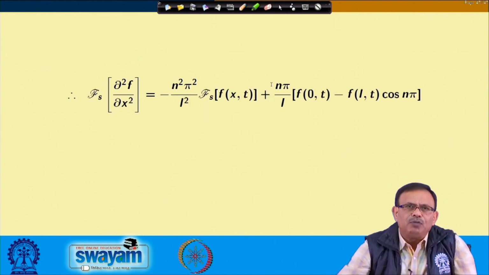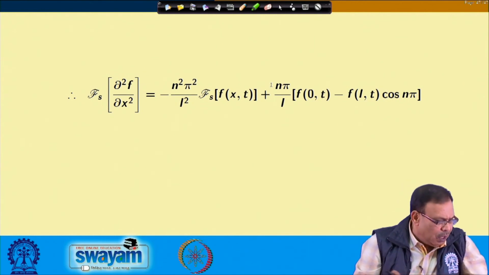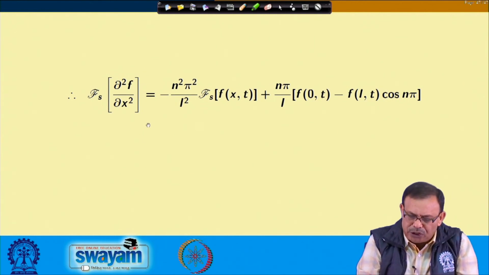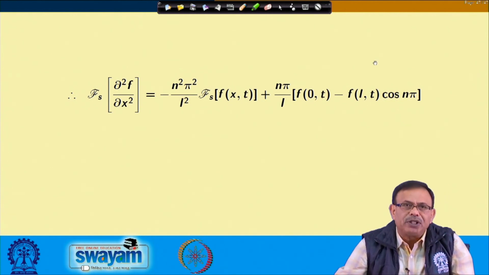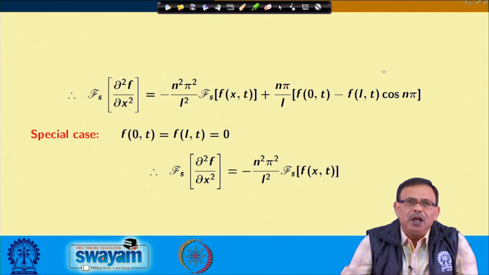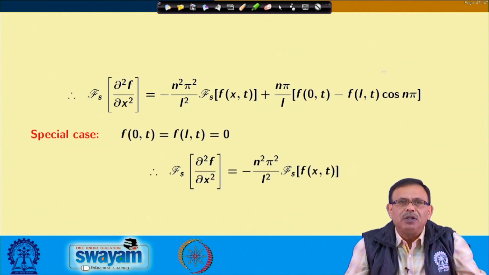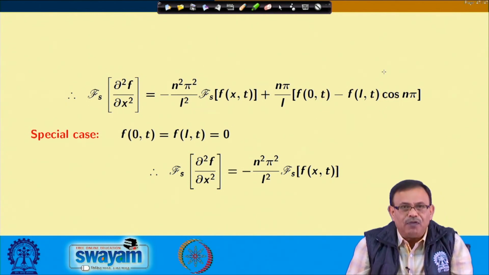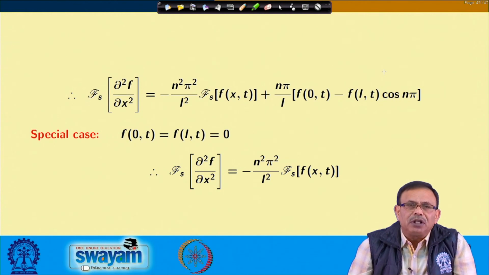Now, in the same way you are getting the Fourier sine transform of ∂²f/∂x² equals this. As a special case, if I consider f(0,t) equals f(L,t) equals 0, that is, at the point x equals 0 and at the point x equals L the value of the function is 0, then the Fourier sine transform of ∂²f/∂x² will simply reduce to minus n²π²/L² into the Fourier sine transform of f(x,t).